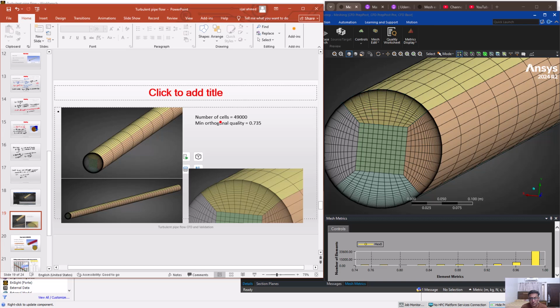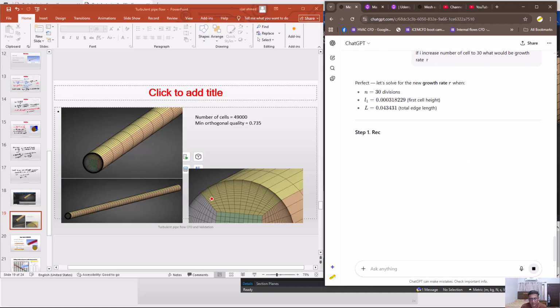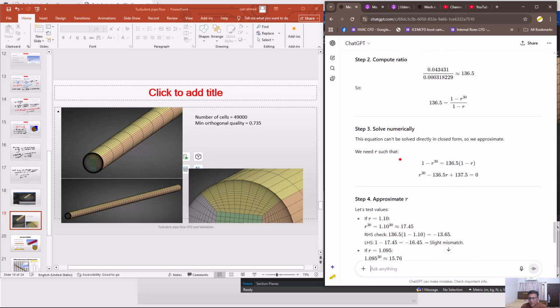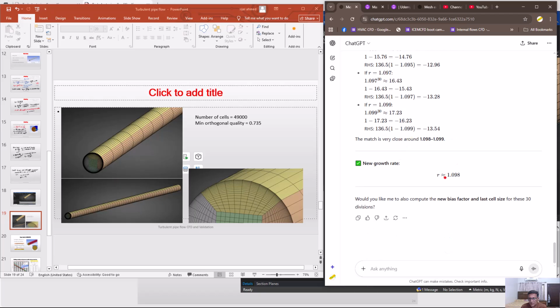keep the first cell height constant, then, for example, let me give you an idea. If I want to increase the number of cells to 30, what would be the growth rate R? The length is the same, which we cannot change, and the number of divisions we change to 30. First cell height remains the same, edge length remains the same. So what we are concerned with is the growth rate. The growth rate is around 1.098. That is around 1.1.